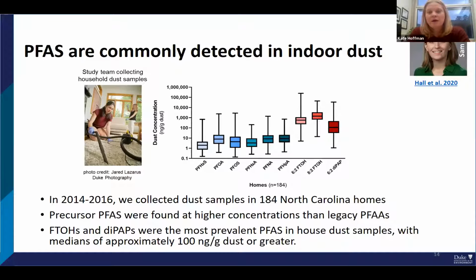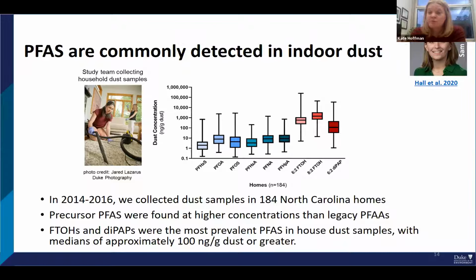Okay, so now this is some work that was done by Sam Hall, who is a doctoral student currently here at Duke. Sam recently published this work, and there's a link to that publication here as well. So we went out into each of these homes and we collected a vacuum cleaner dust sample in the main living area, and there's a photo of the team doing that here. And what you can see is that we detected a number of different PFAS in dust samples from these homes.